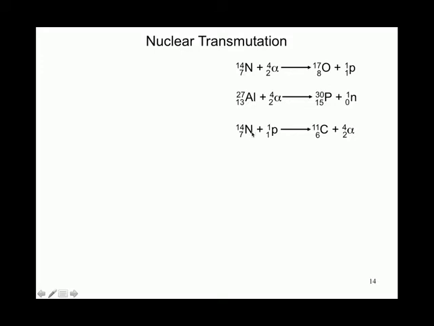Now here we are hitting the nitrogen-14 atom with a proton. If we can get that incorporated into the nucleus, it'll break down, and then we get carbon-11, which is radioactive, and we get an alpha particle produced. So these are examples of nuclear transmutation, which means you're making a new element from another element.